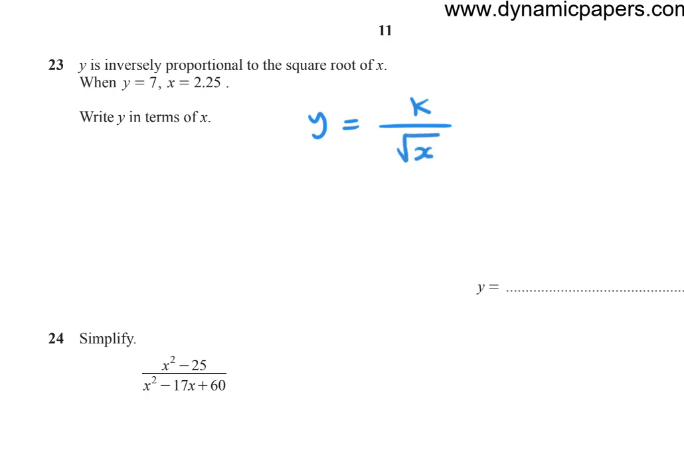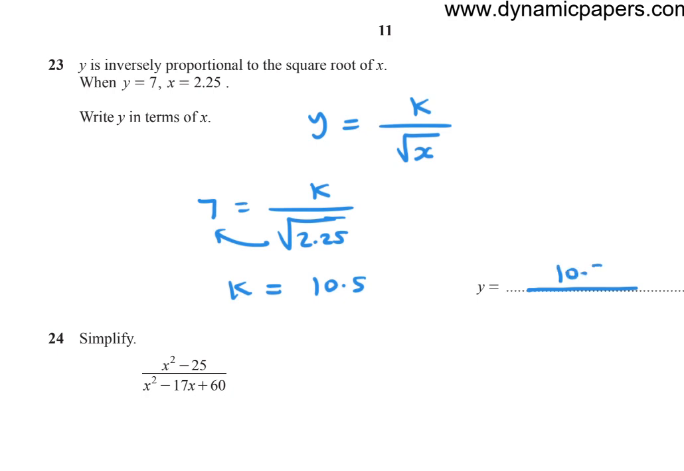To find k, substitute y equals 7 and x equals 2.25. So now you can find k. Multiply the square root of 2.25 by 7. So k equals 10.5. So y equals 10.5 over the square root of x.